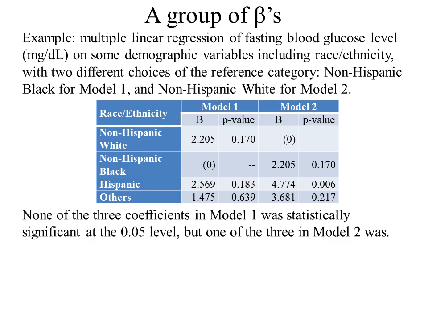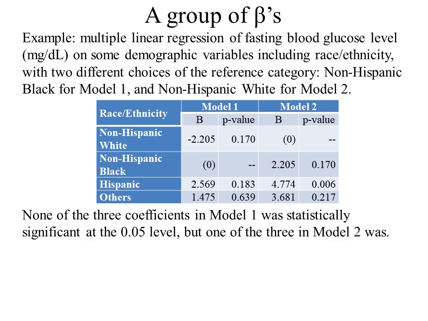In the results of Model 1 analysis, race ethnicity may not appear to be a very important independent variable, because the p-values are 0.170, 0.183, and 0.639, so none of the p-values is very small. But, in the results of Model 2 analysis, race ethnicity looks more important than in the results of Model 1 analysis, because now the p-value for Hispanic is 0.006, which is very low.